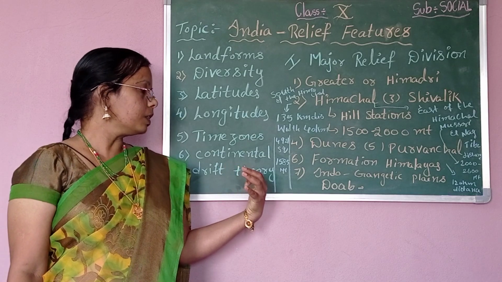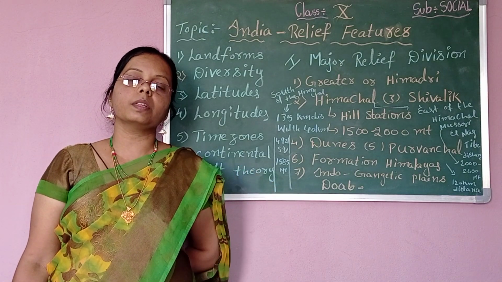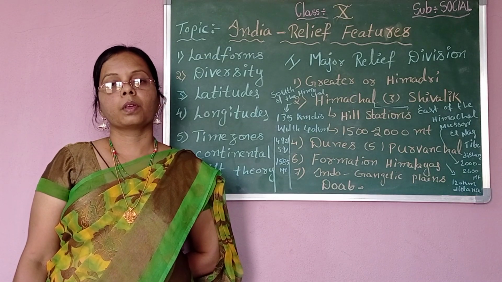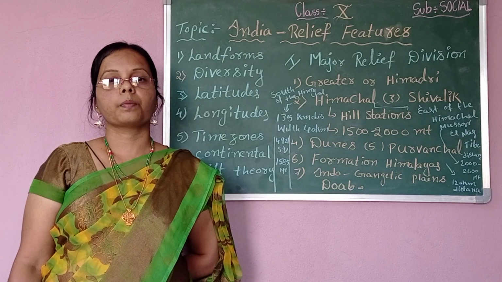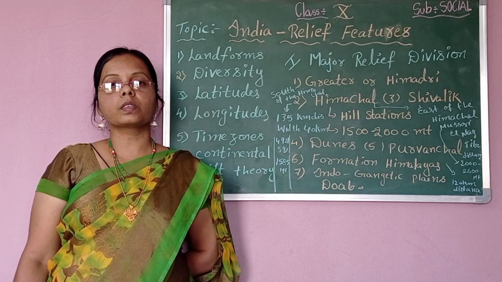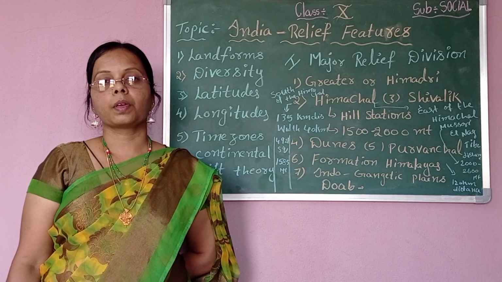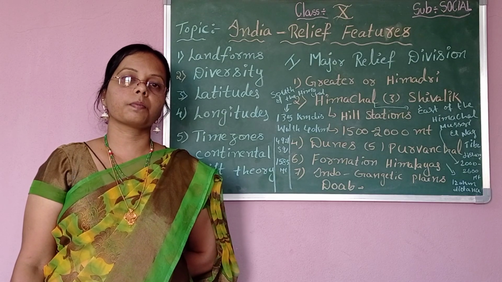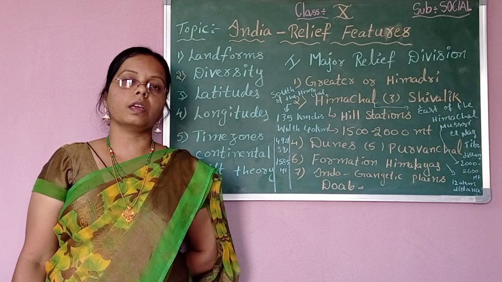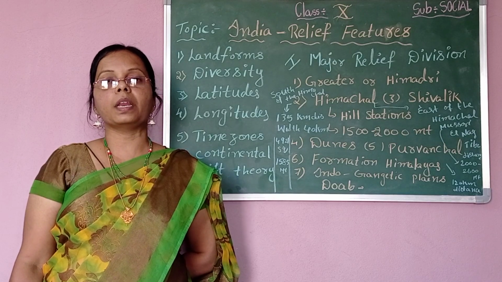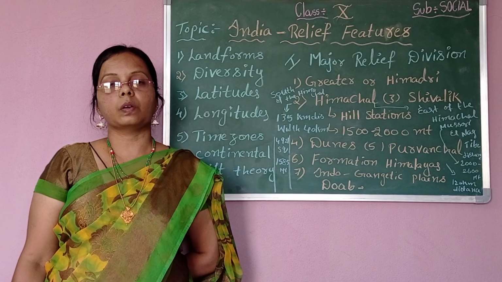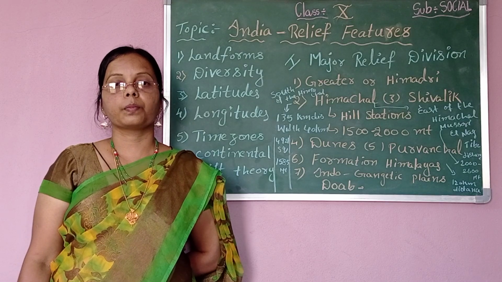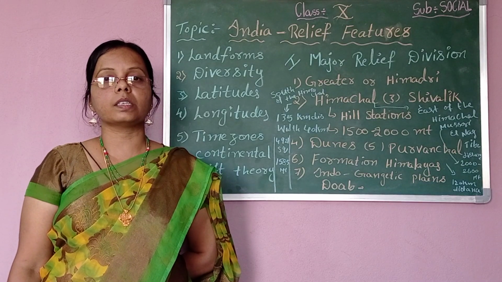Later we have to discuss the continental drift theory proposed by Alfred Wegener. He belongs to Germany and to the 20th century. He was a meteorologist and a geophysicist. According to his theory, around 220 million years ago, the world had only one continent. Its name was Pangaea. In the Greek language, Pangaea means the whole land.